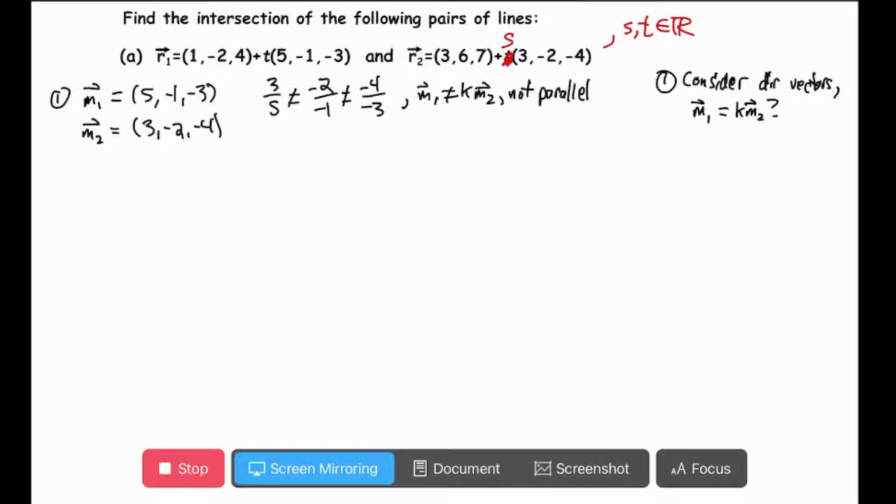And so what are our other options? Not parallel, so either they are skew, so they do not intersect anywhere, but they are not parallel. We can do that since they're in 3D space, so that's fine. Or there is one solution, and they will intersect somewhere.